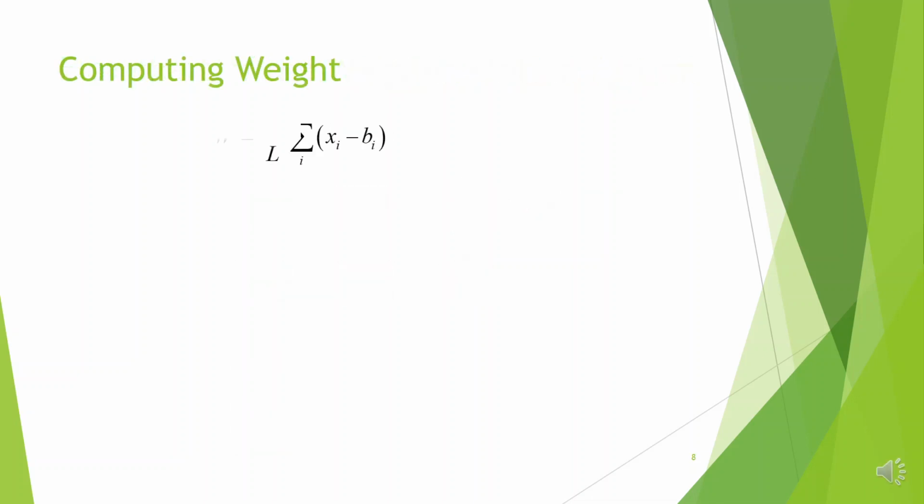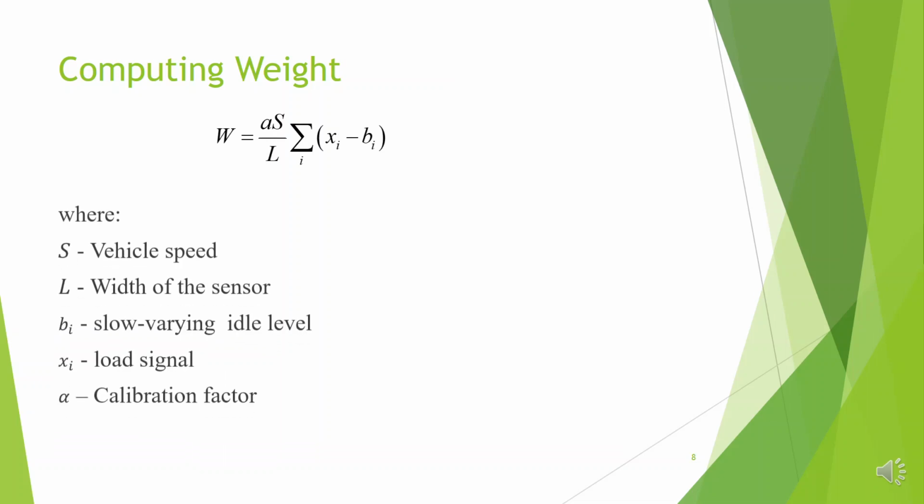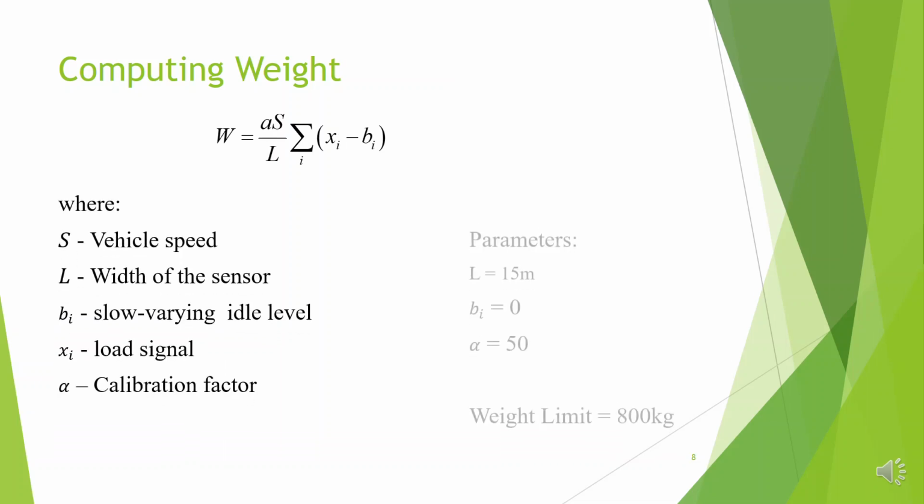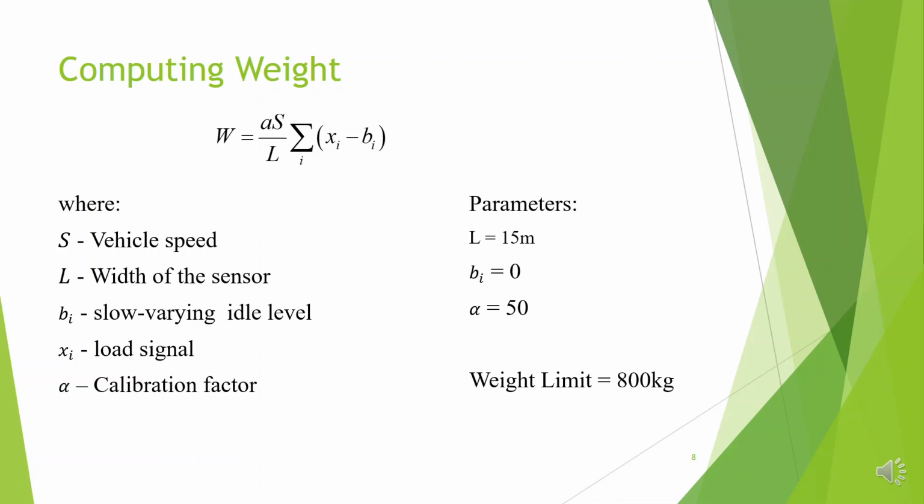Thank you, Tawake. Moving on, the weight was computed using the formula provided. The inputs for the equations set by the user are the vehicle speed and the load signal, which will be presented in the following slide. The following are the assumptions made based on an actual system. The width of the sensor is selected as 15 meters. The slow varying idle level BI is set to 0, considering no rough idle was caused from the vehicle. The calibration factor alpha was set to 50 based on the maximum weight limit. Therefore, for our system, we set the weight limit of 800 kilograms.